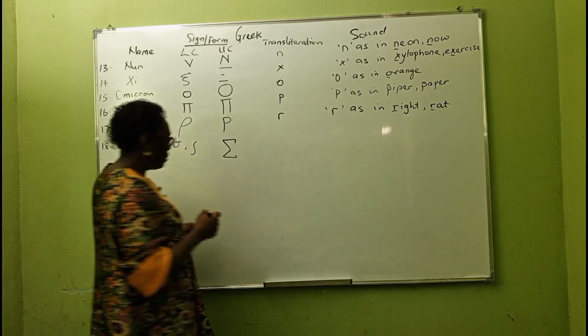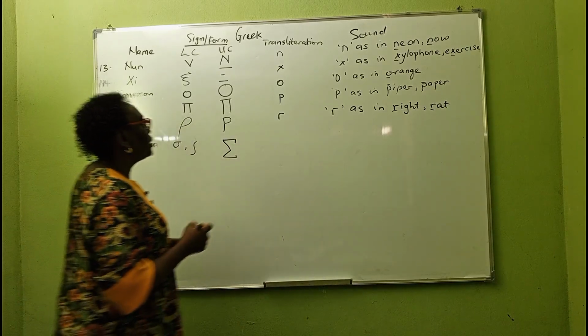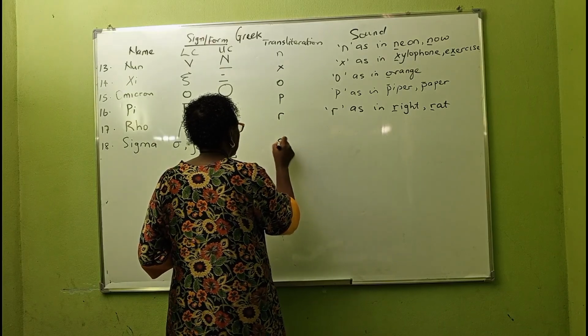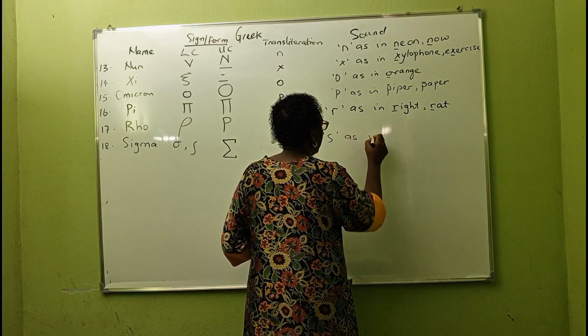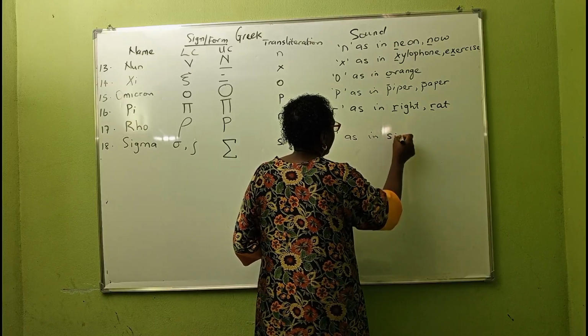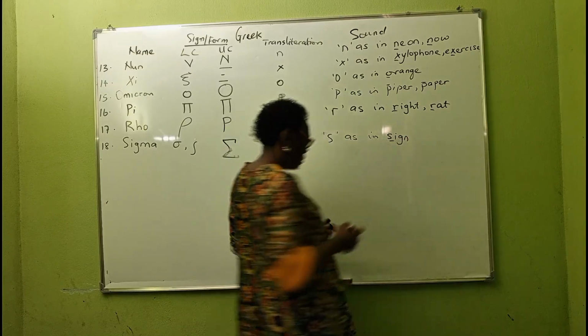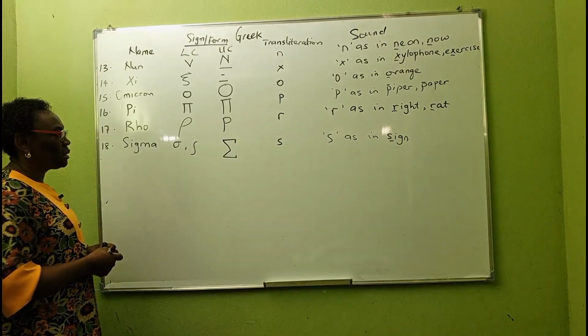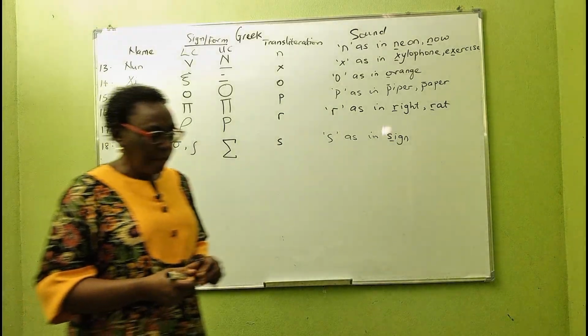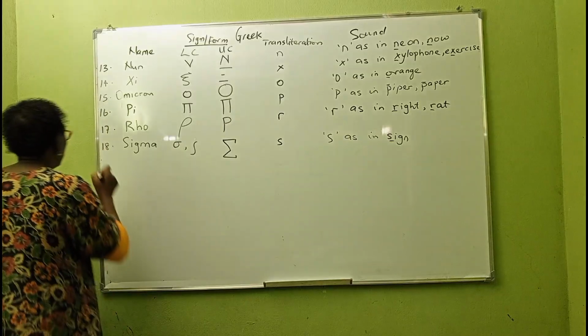Sigma, in terms of transliteration, is S. So you can say S as in sign. Signature is sign.